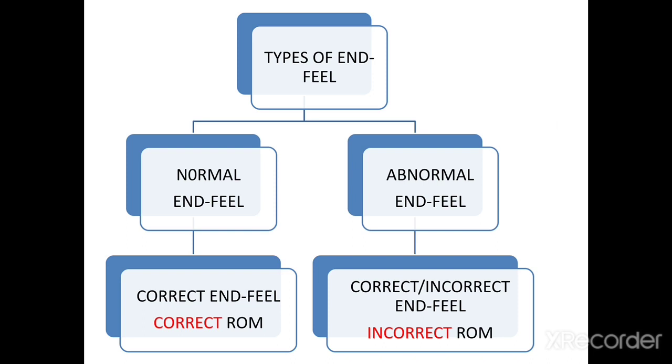So the basic difference between a normal and an abnormal end feel is whether the movement is limited. Whenever the movement is limited, it is termed as the abnormal end feel. The normal end feel is having a correct end feel with a correct end point of range of motion, whereas abnormal end feel might be a correct or incorrect end feel with an incorrect end point of range of motion. So this is how we can identify the normal end feel and the abnormal end feel.